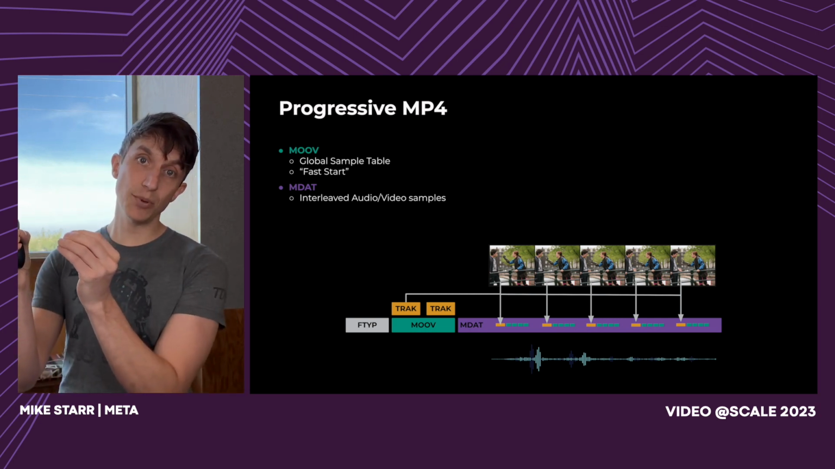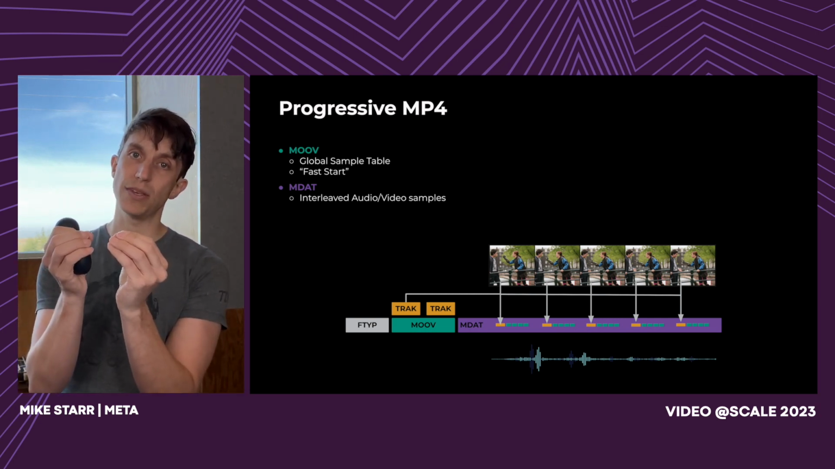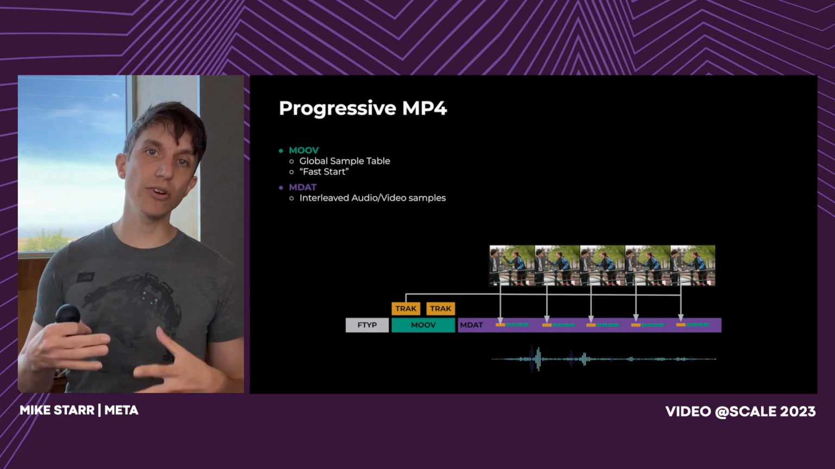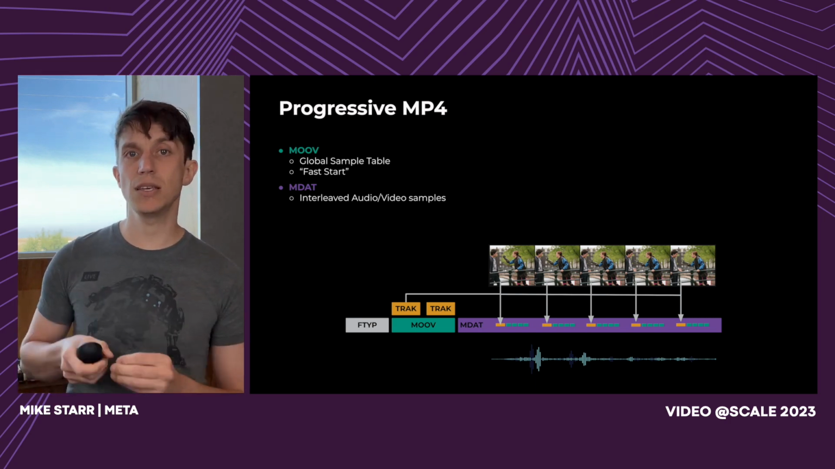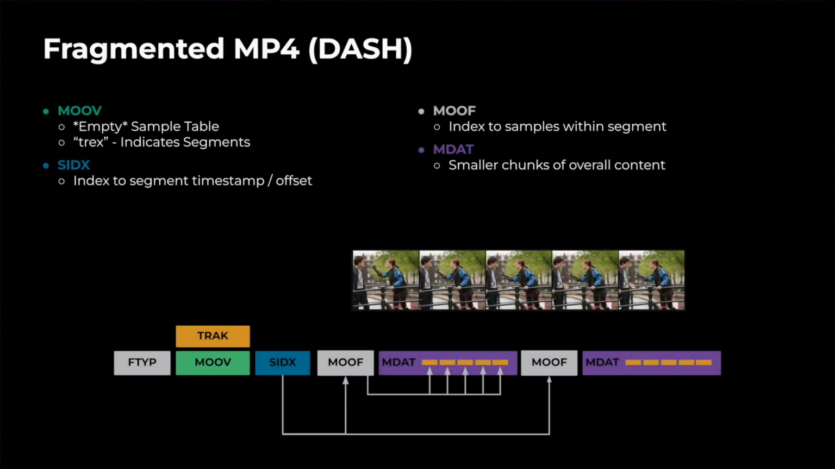By placing the sample tables in the moov atom and the moov atom at the front of the file, your browser can download just a small, tiny portion of the video and then immediately be able to start playback. Now, the second common type of MP4 is known as a fragmented MP4. And this is typically what's used in DASH playback for online video players.